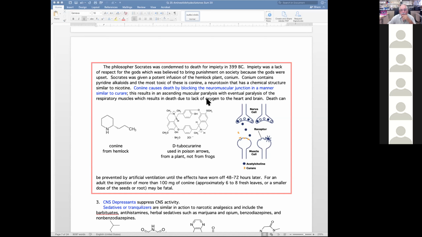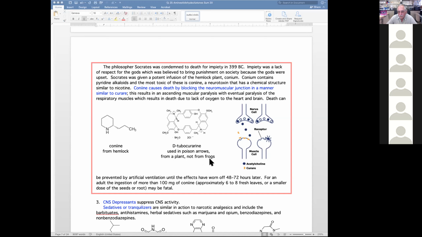So here's poison arrow poison, which is curare. And so it's used in poison arrows. It's from a plant. It's not from frogs. People think it's frogs because of the poison arrow frog, but it's not really from them. It's from a plant.